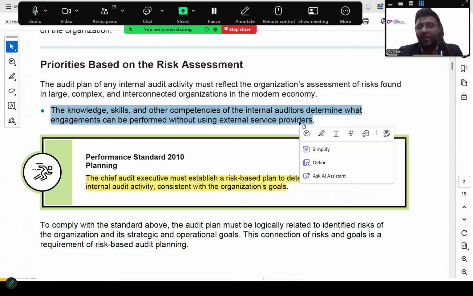Okay, let's take an example. My team doesn't have a knowledge of cybersecurity. So should I avoid cybersecurity as a risk to be part of my risk assessment? What do you think? No. It should be very well part of the risk assessment, right? There could be cyber attacks for the company. I may not have the knowledge.